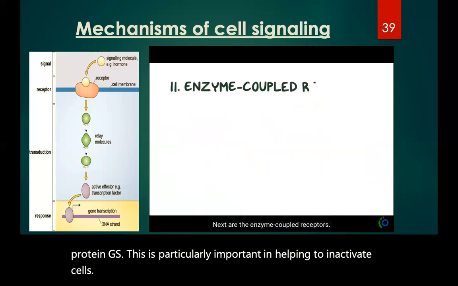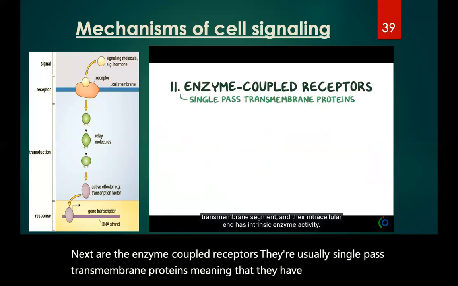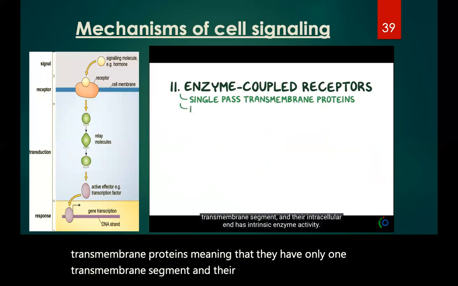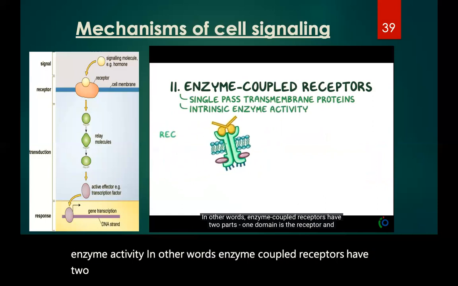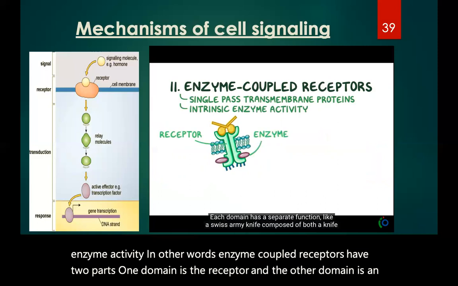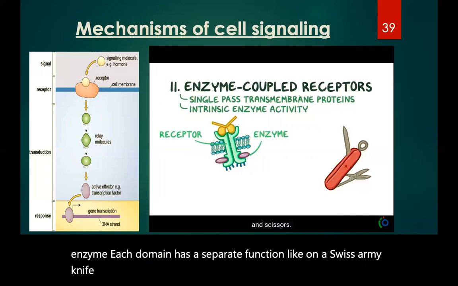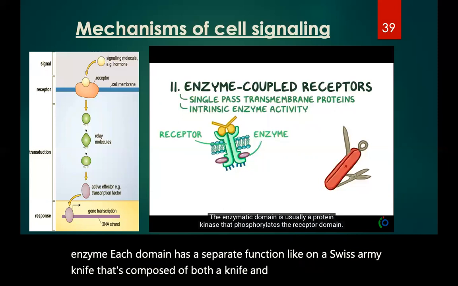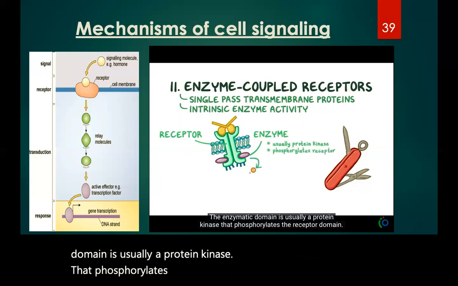Next are the enzyme-coupled receptors. They're usually single-pass transmembrane proteins, meaning that they have only one transmembrane segment, and their intracellular end has intrinsic enzyme activity. In other words, enzyme-coupled receptors have 2 parts. One domain is the receptor, and the other domain is an enzyme. Each domain has a separate function, like on a Swiss Army knife that's composed of both a knife and scissors. The enzymatic domain is usually a protein kinase that phosphorylates the receptor domain.